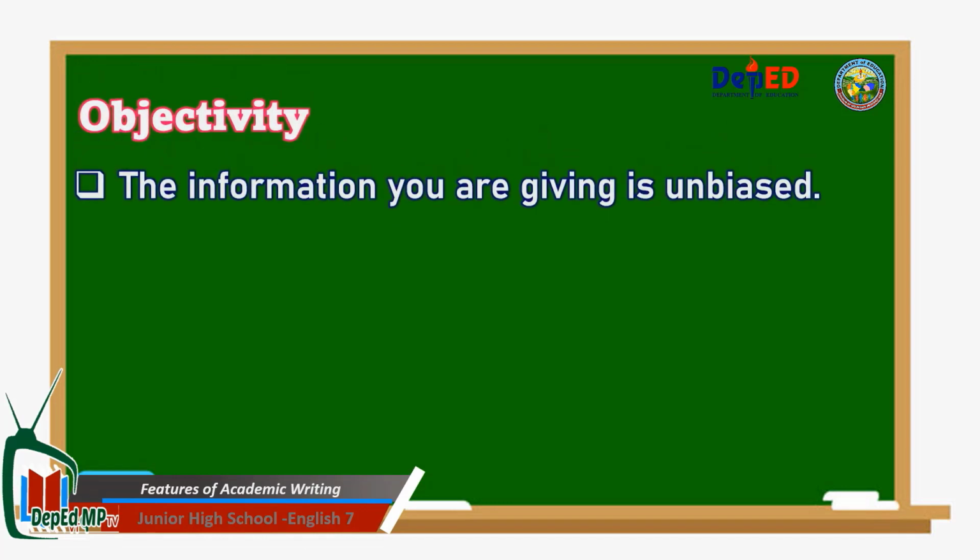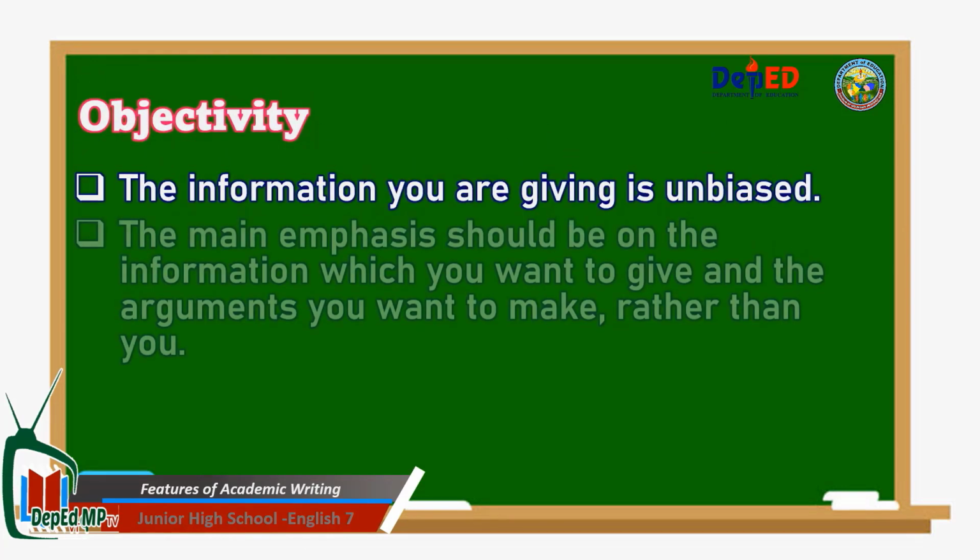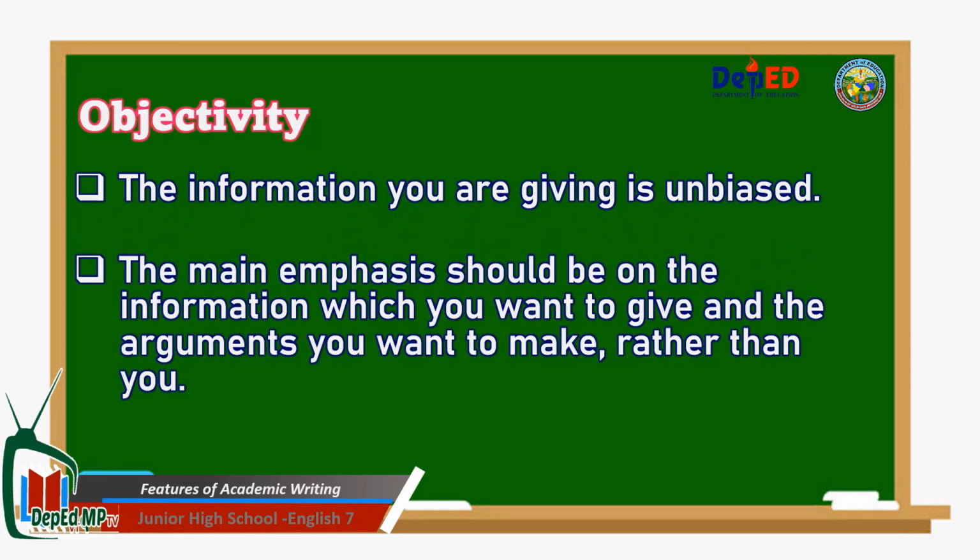Objectivity. This means that the information you are giving or discussing in academic writing is unbiased. It is based on facts and evidence, and it is not influenced by your personal feelings. The main emphasis should be on information which you want to give and the arguments you want to make, rather than you. It's objective rather than personal. Therefore, information should be presented in an unbiased way, with vocabulary which does not reflect opinions or personal feelings.